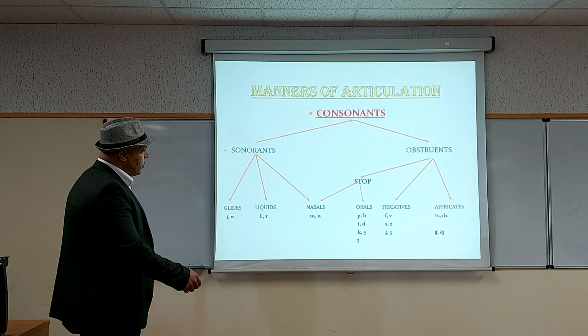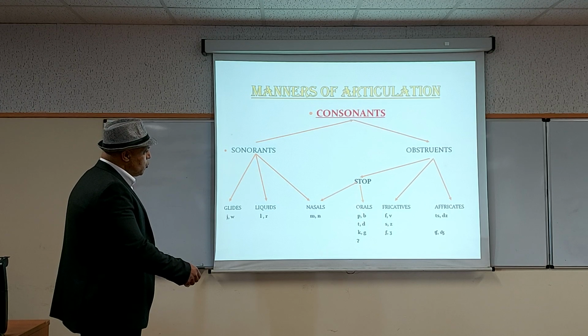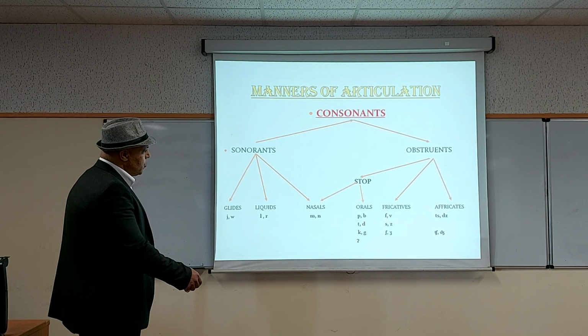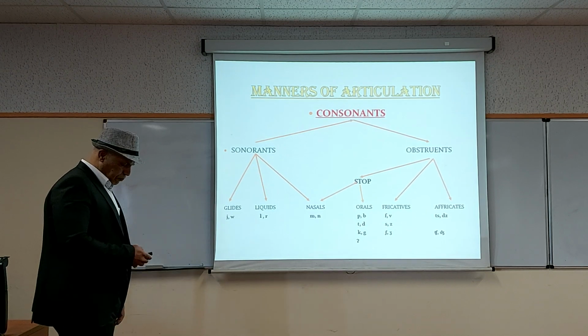What do we mean by affricate? It is an oral stop plus a fricative that gives us an affricate. For example, t with sh gives us ch, or d with zh gives us j.